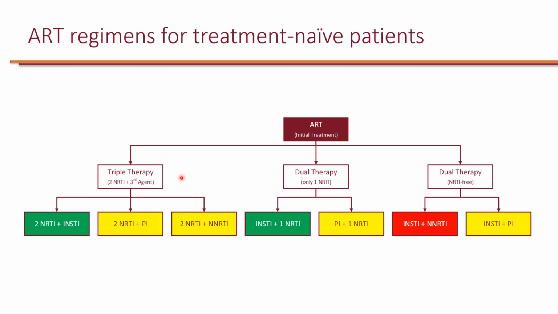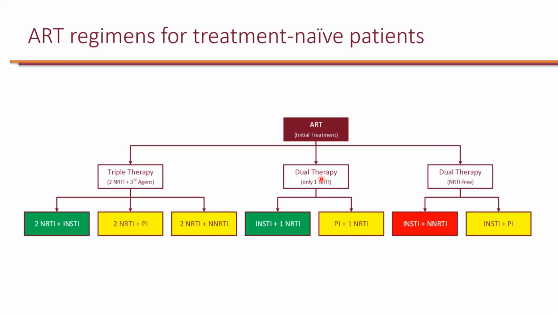The historic strategy would be the triple therapy, which basically would include 2 NRTIs or 2 nukes as the backbone plus a third agent. And the third agent can be either an integrase inhibitor or a protease inhibitor or a non-nuke. So 2 nukes plus a non-nuke. Now, in general, the majority of integrase inhibitors are recommended first line, so that's why this one is green, and we'll talk more about specific agents shortly.